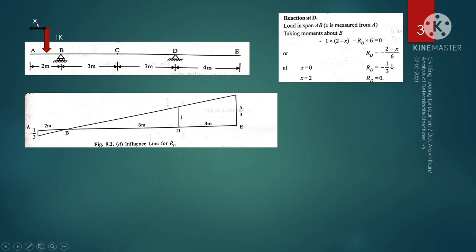In the member AB, we will assume a 1 kilonewton load. From the origin it is taken as x, and if you need the reaction at D, you have to take moment at B, then only you will get RD into distance. So that's why we take the moment at B. While taking moment at B, you will get RD into 6. This will be anti-clockwise. With respect to B, this RD will be an anti-clockwise moment, so it is taken as minus.